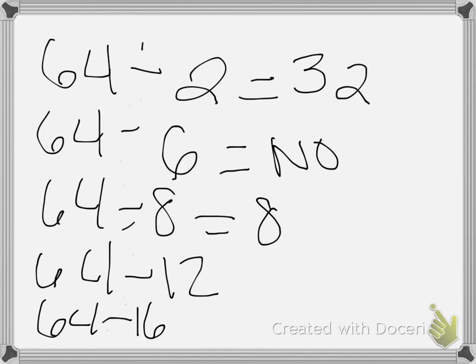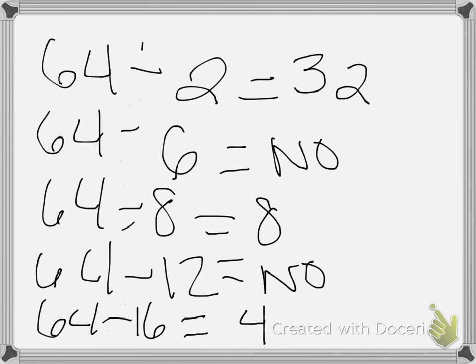Then you have 64 divided by 12. Well, we know 12 times 5 is 60. So this can't be correct, because we couldn't have another 12 from that 64 if we already made 60 with 5 12s. And last but not least, we have 64 divided by 16, and that equals 4.